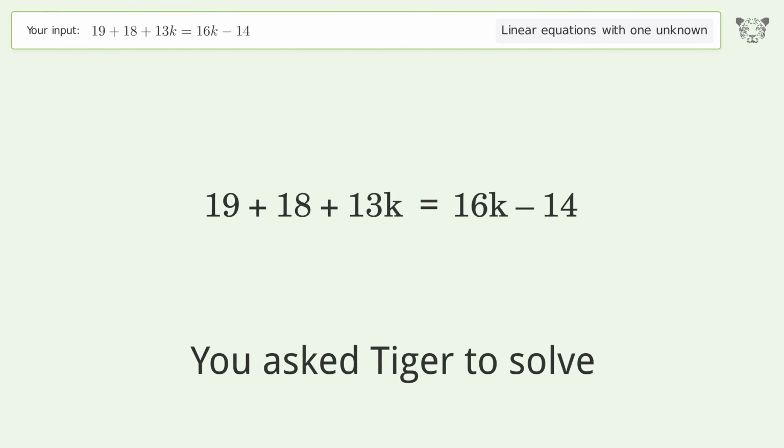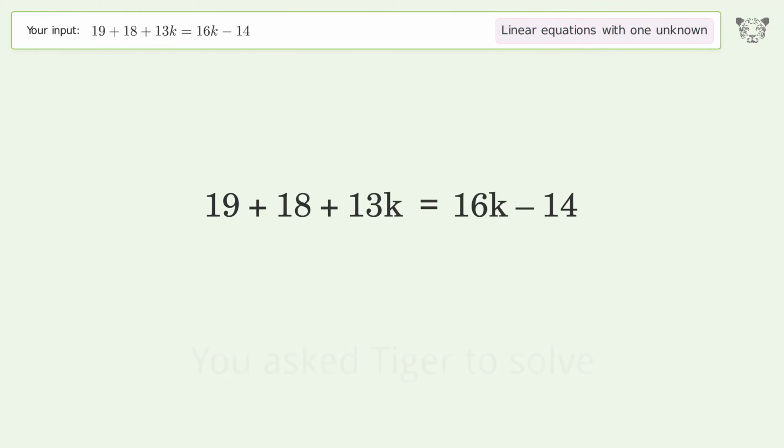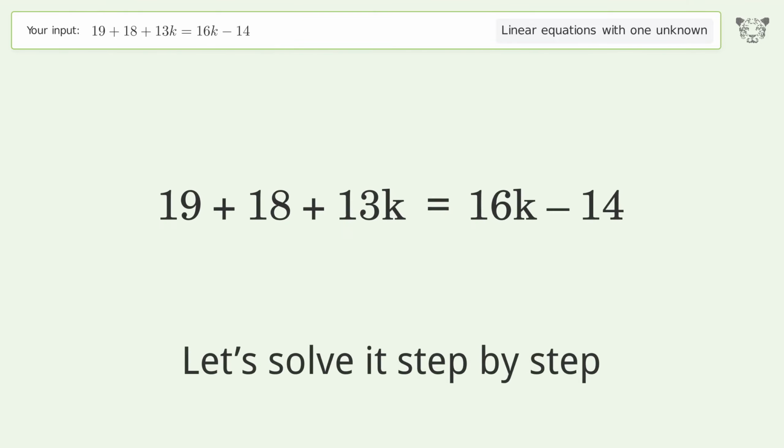You ask Tiger to solve. This deals with linear equations with one unknown. The final result is k equals 17. Let's solve it step by step.